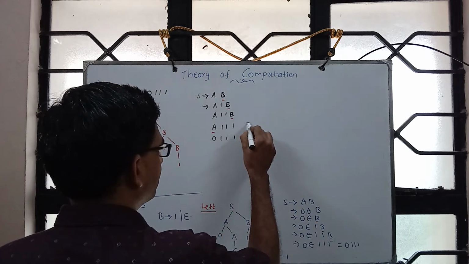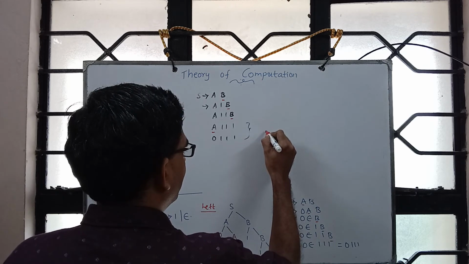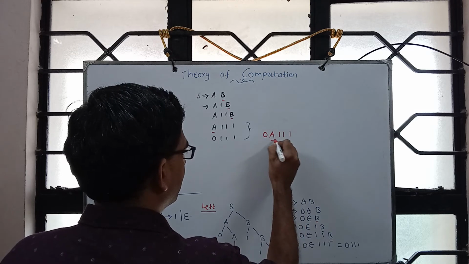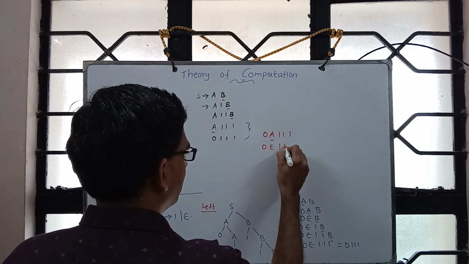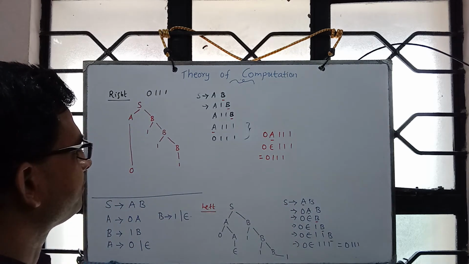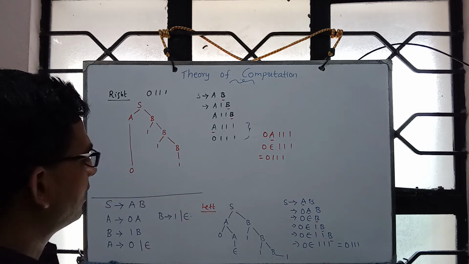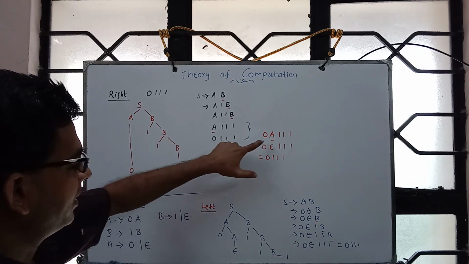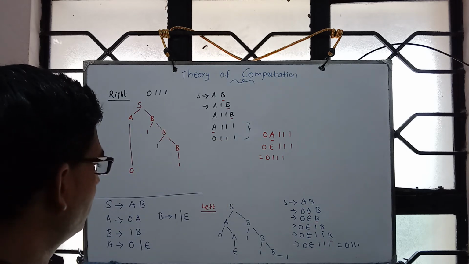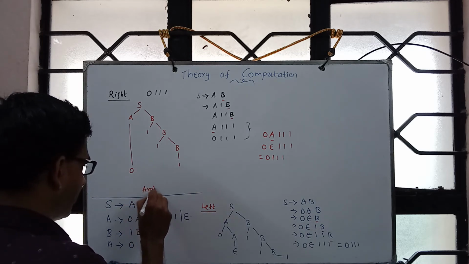So for these last two steps, one can also do this, and you can expand A as 0 A 1 1 1, then replace this with 0, finally you get this. Okay, both are correct. But this itself tells you something, that here is a string for which you can have more than one derivation. That shows that this grammar is an ambiguous grammar.